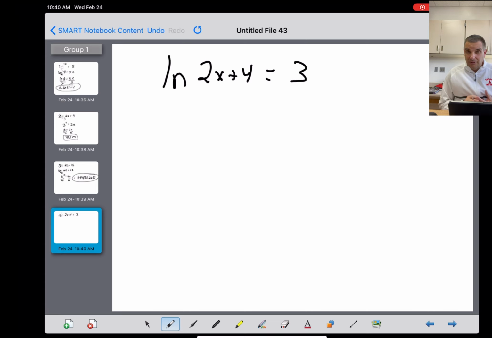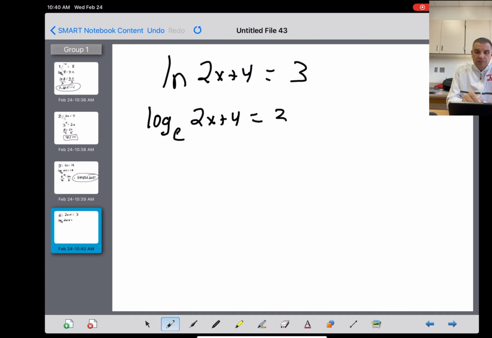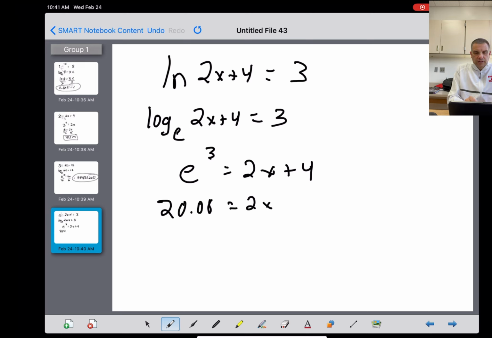So it's an ln. I don't like it written as ln, so I'm going to rewrite it as log base e. Now I can write it as an exponent. E to the 3rd equals 2x plus 4. E to the 3rd I'm going to do on my calculator. And I probably won't write that number down. It's 20-ish. But then, well, I always say I'm not going to write it down, but I always do. So that equals 2x plus 4.